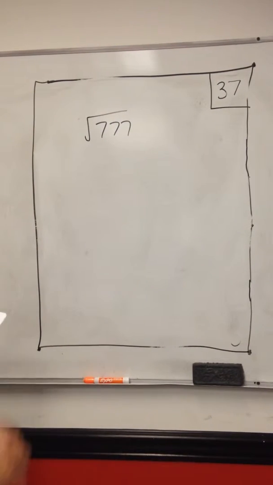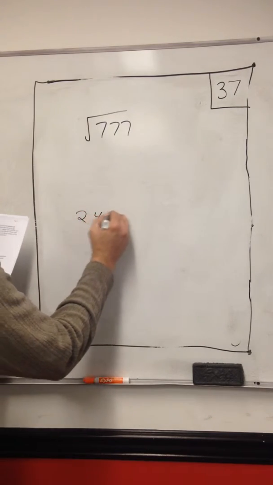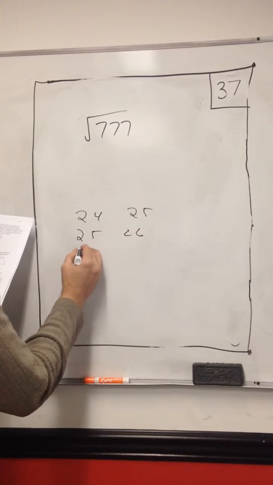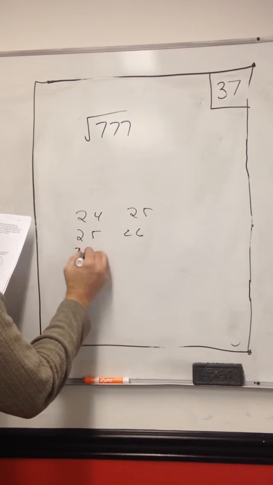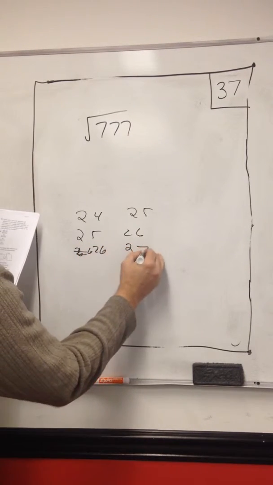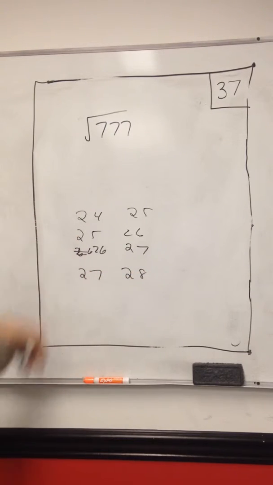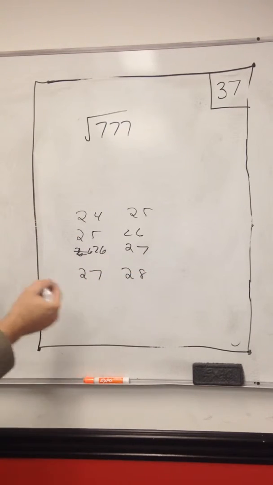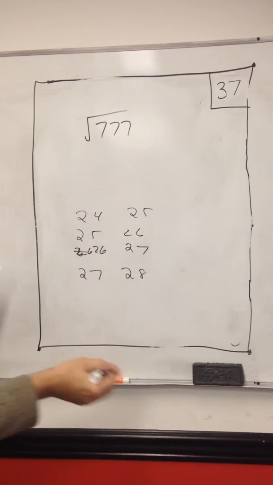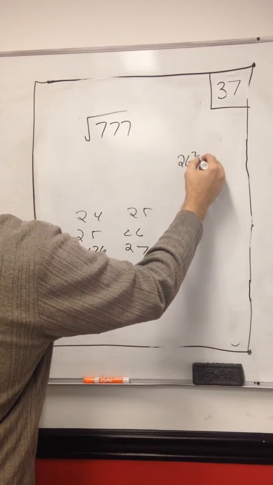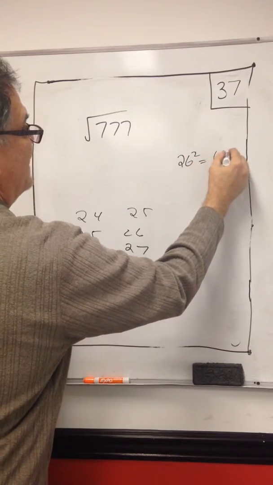So the number choices that you have are 24 to 25, 25 to 26, 26 to 27, and 27 to 28. Okay? It's going to be in there somewhere. So I think the best thing to do is to pick one of these numbers and square it and see what you get. If you take 26 and you square it, that's going to be 676.